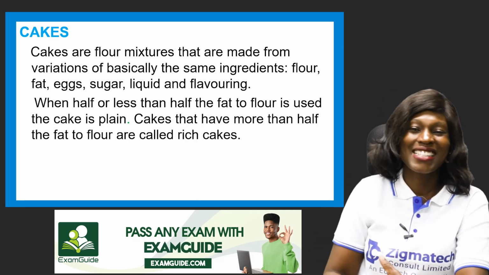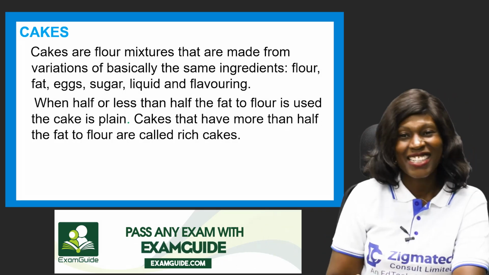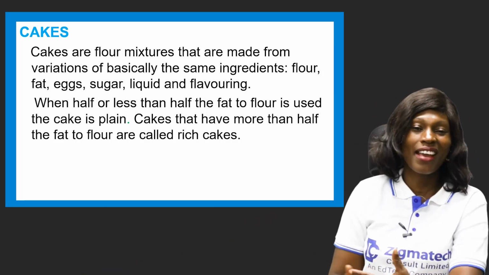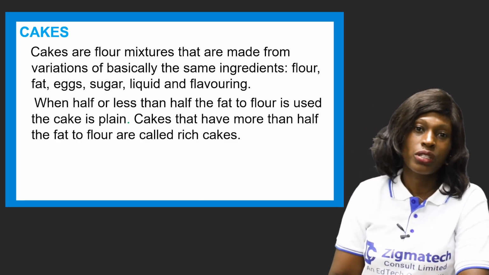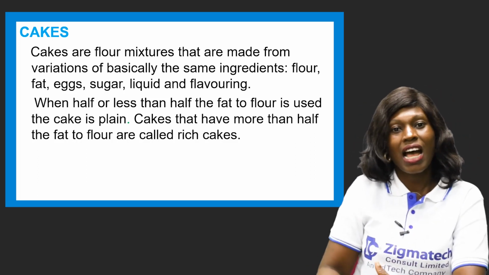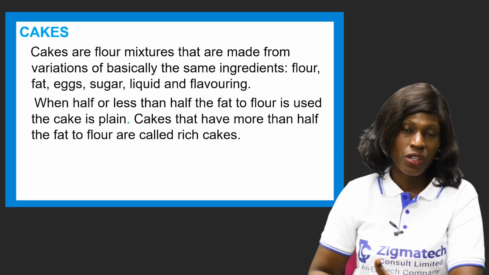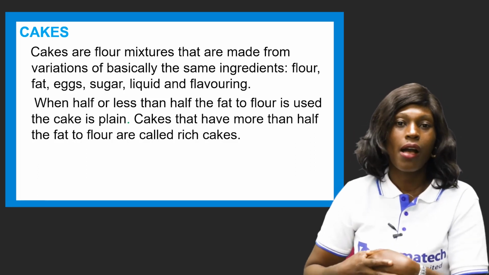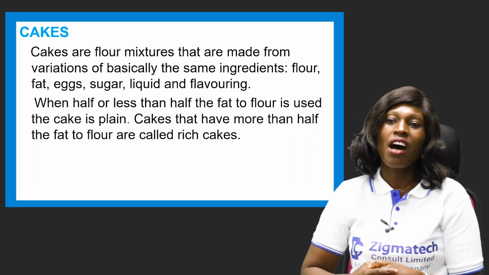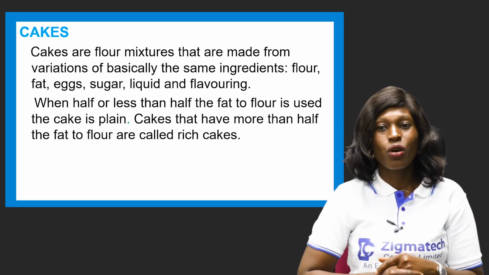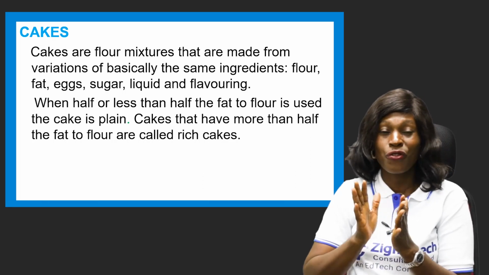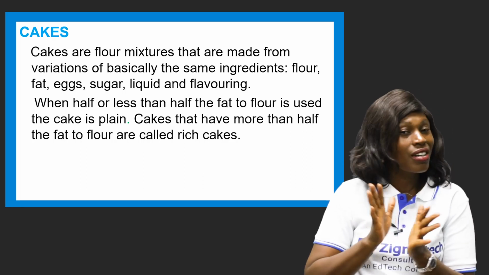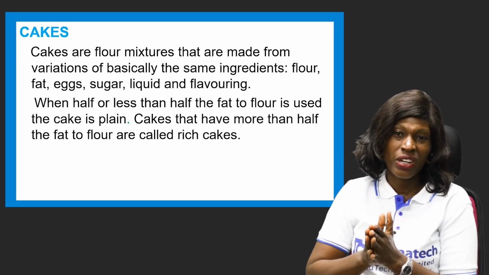Now, let's look at cakes. We love cake. Everybody loves cake. Cake is something that is related with what? Flour mixtures when you have to bake. Now, cakes are flour mixtures that are made from what? Variations of basically the same ingredients, such as your flour, your fats, your eggs, sugar, liquids, and then flavoring.